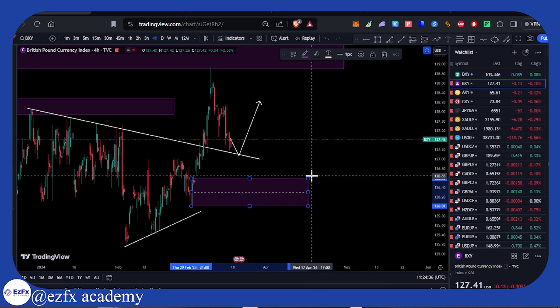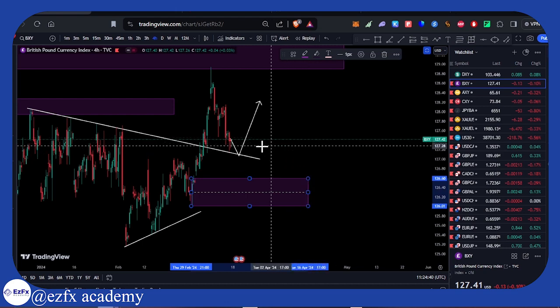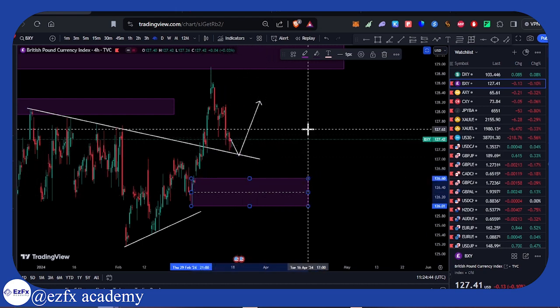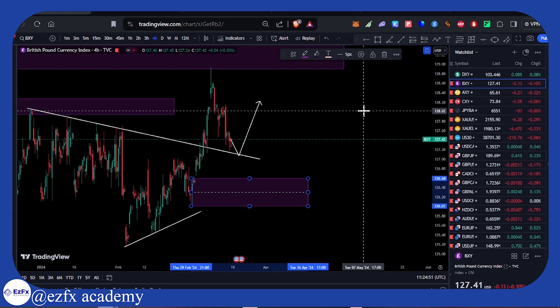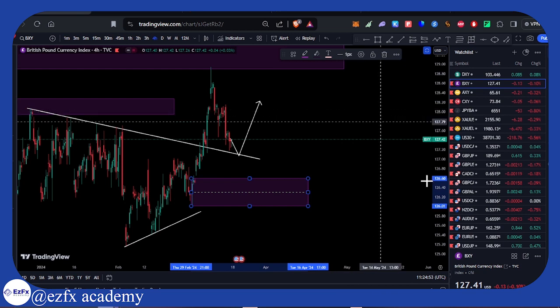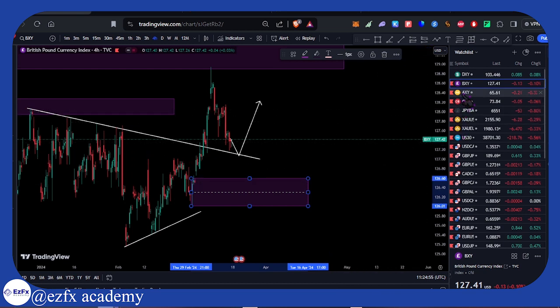As soon as market opens, I'm either expecting that strength to just show itself, or we get to see the market still drop a little bit into this zone, and then we get to see that push up from there. Overall, my bias for BXY would be bullish. So we might get to see a little bit of a sell before that buy happens, but overall my bias for the week is bullish on BXY.